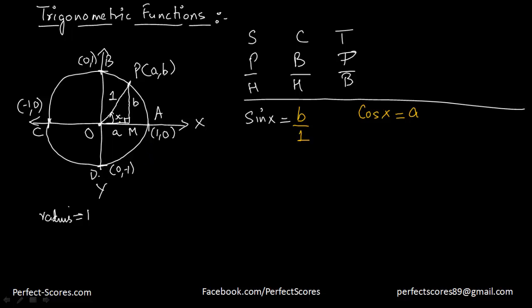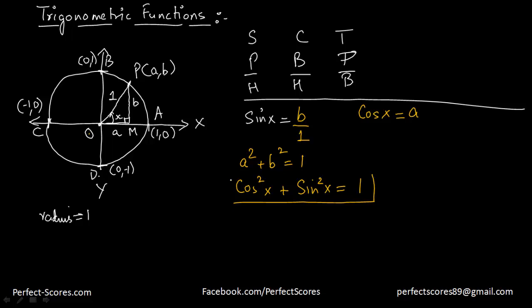Now using the Pythagoras theorem in the triangle O, P and M, we know that a square plus b square is equal to 1. Which means from here, substituting the value of a as cosine x, I'll have cosine square x plus, substituting the value of b as sine square x, to be equal to 1, right?